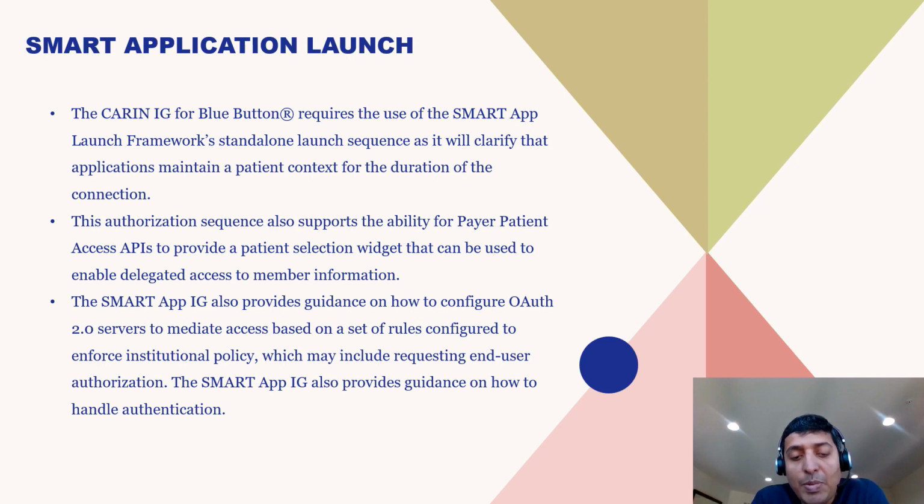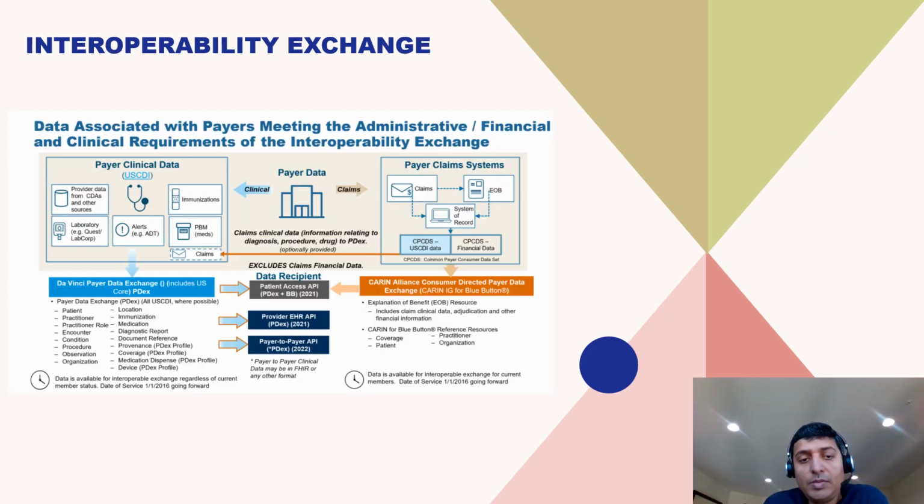The SMART App IG also provides guidance on how to configure OAuth 2.0 servers to mediate access based on a set of rules configured to enforce institutional policy, which may include requesting end-user authorization. The SMART App IG also provides guidance on how to handle authentication.